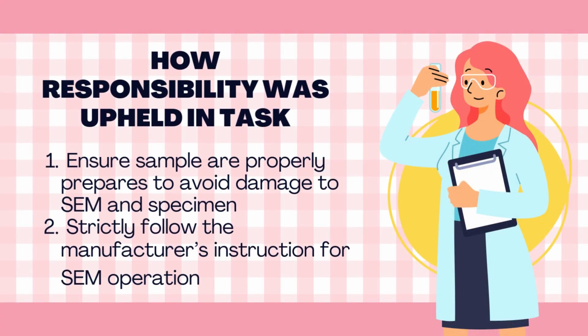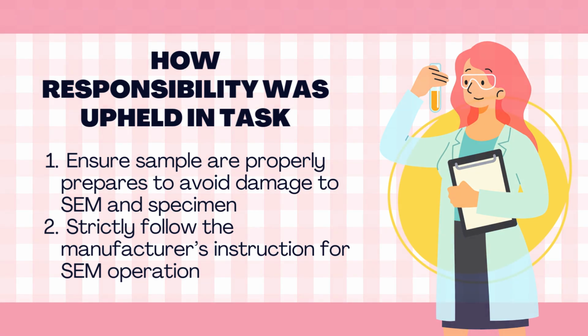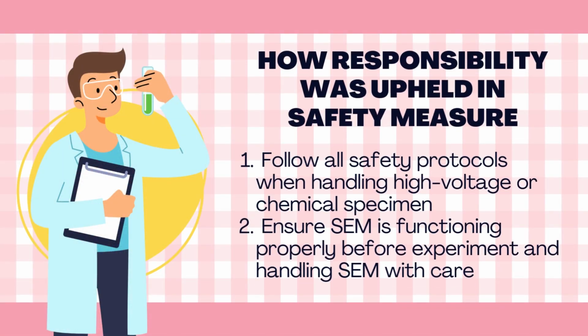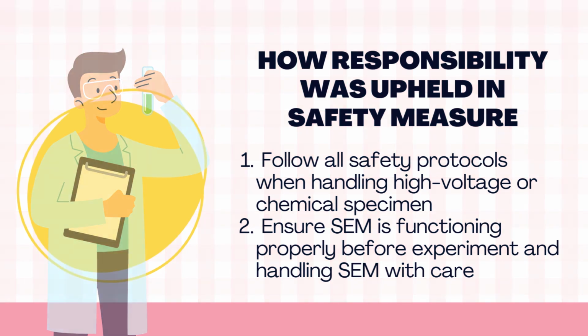So, how was responsibility upheld in tasks? First, we must ensure samples are properly prepared to avoid damage to the scanning electron microscope and specimen, and we need to strictly follow the manufacturer instruction for scanning electron microscope operation. Next, how was responsibility upheld in safety measures? First, we must follow all safety protocols when handling high voltage or chemical specimen, and we need to ensure scanning electron microscope is functioning properly before experiment and handle it with care.